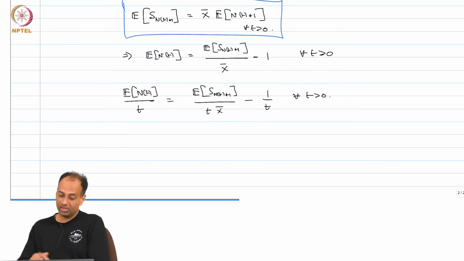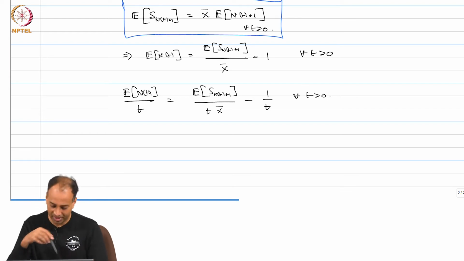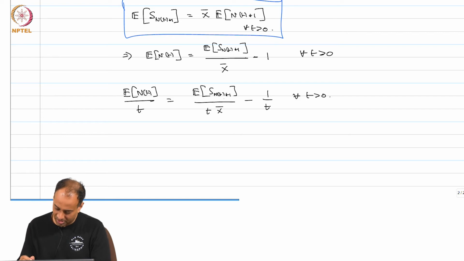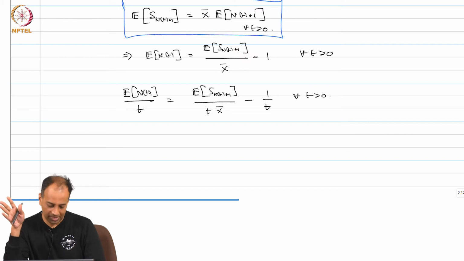Okay. Now, I really want to send t to infinity, but I do not know how to control this term, expected S n t plus 1, okay, correct. So, now see, one direction is very easy. If I want to prove that the limit of the left hand side is equal to 1 over x bar, I basically want an upper bound and a lower bound on the left hand side. Okay. It turns out that the lower bound is actually quite easy.